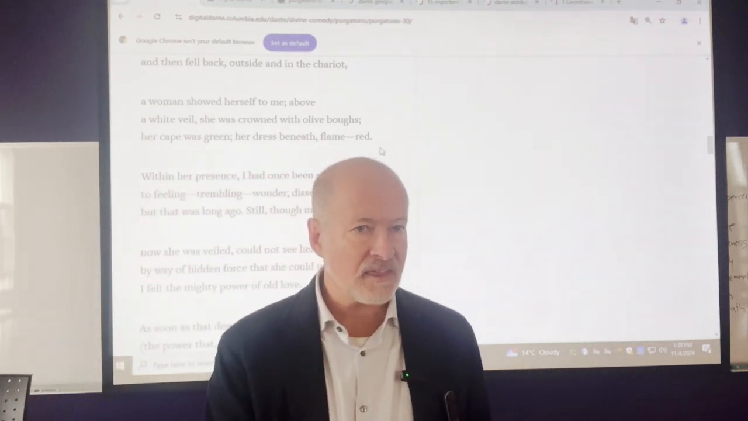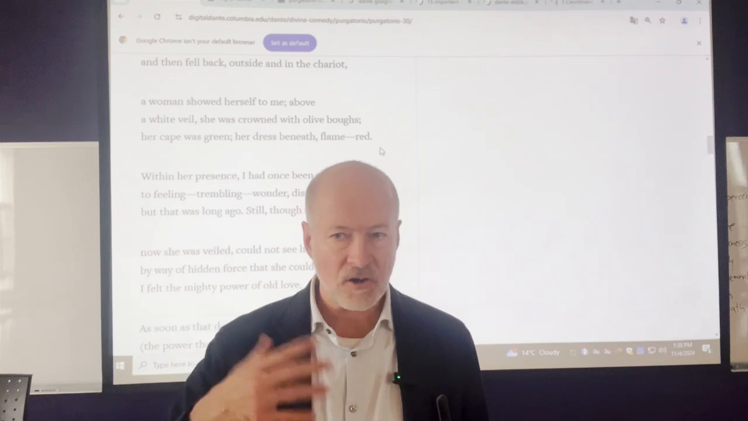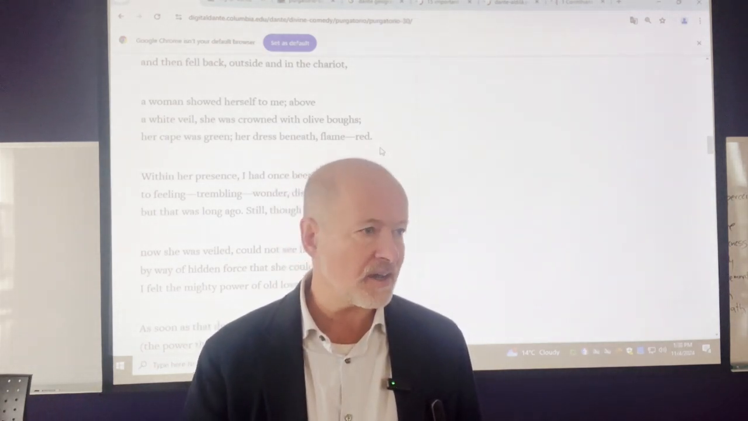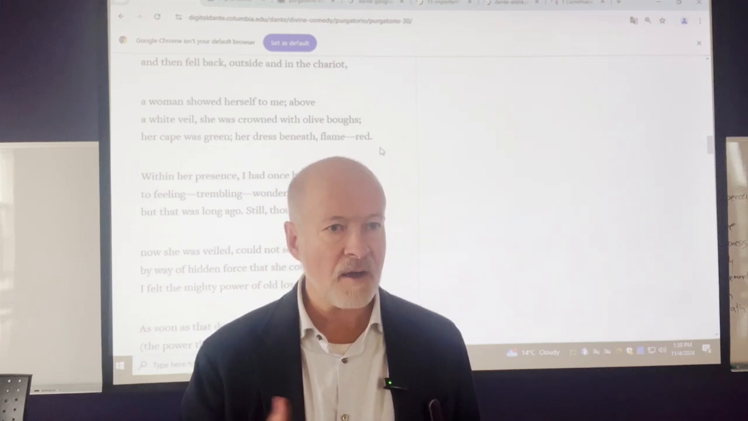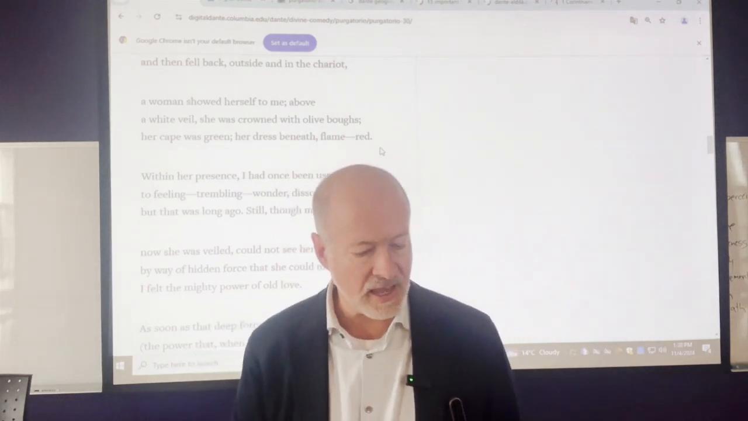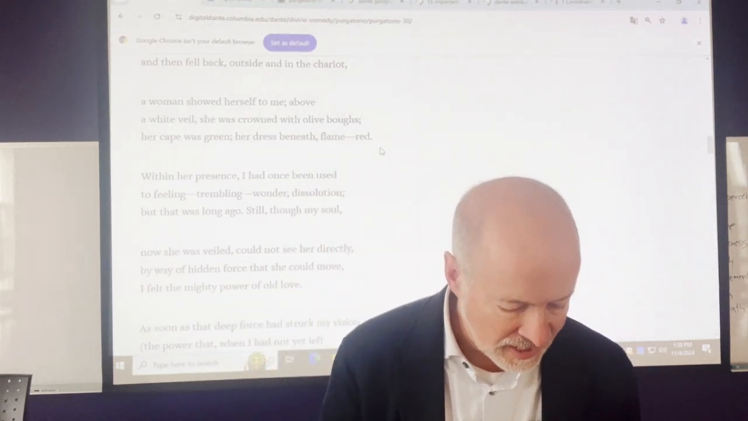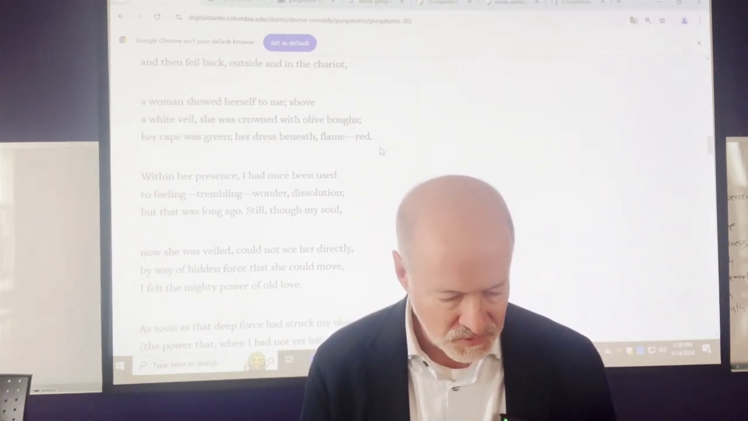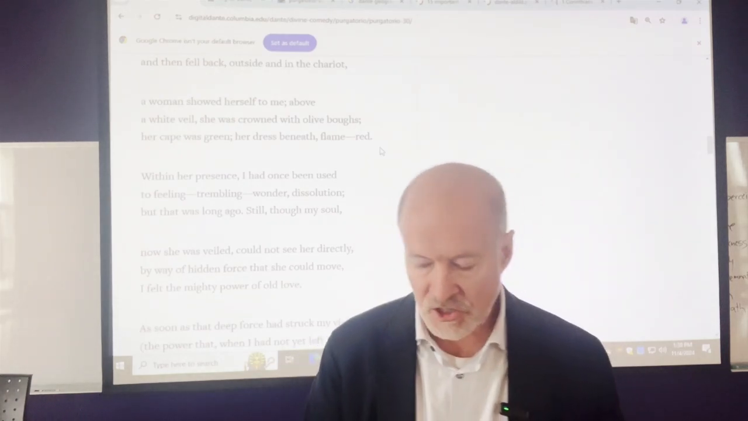And those 3 theological virtues represented in her costume are things that Virgil himself did not know and could not tell him about, because it had not been revealed to him. By the way, earlier on in the Purgatorio, I think it was canto 26, but I'm not 100% sure.